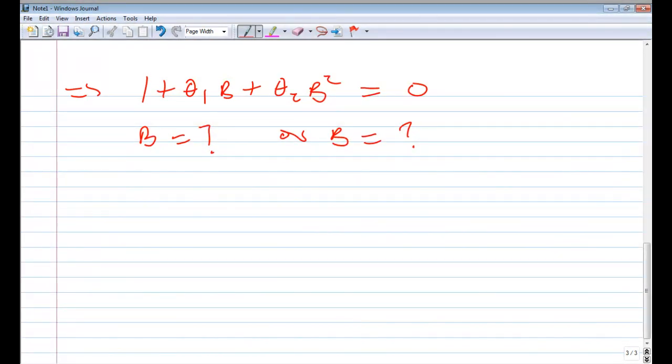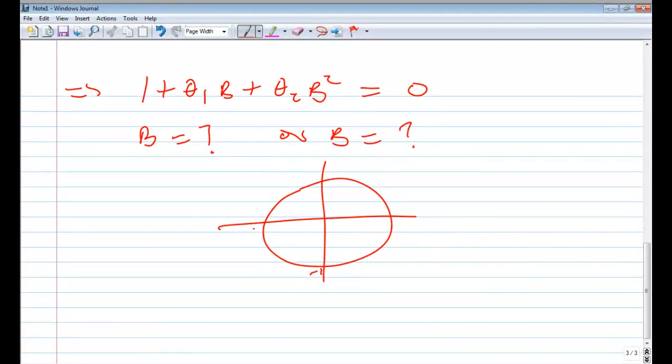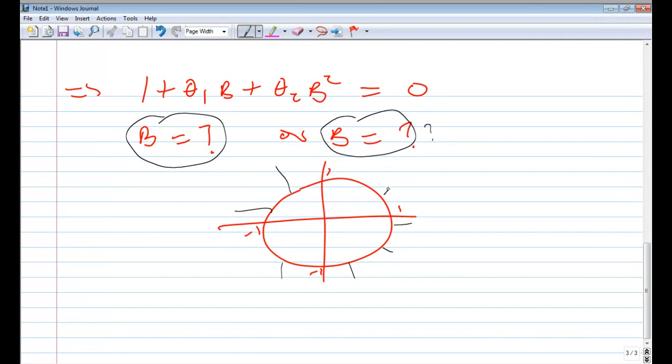Then you check all those values, whether they are inside or outside the unit circle. So therefore you have your unit circle there: minus 1, 1, 1, and 1. This is a unit circle. You just want to check this value, B equal to something, and this value, B equal to something else. Because there are two roots, all of them must be outside the unit circle. So the value of the first one is supposed to be outside the unit circle. Again, the second one is supposed to be outside the unit circle.